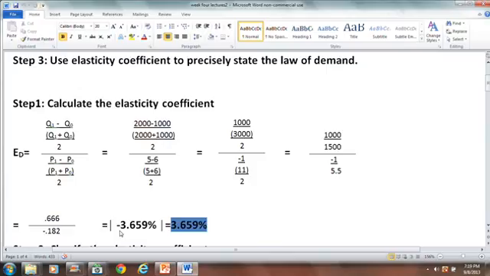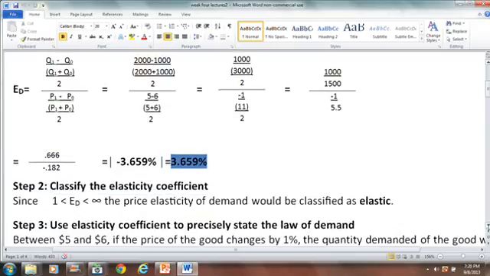So what I have to do is take the absolute value of the result to make the result non-negative, or positive. So I did that. I took the absolute value and I got a result of 3.659%. Now the elasticity coefficient's value, 3.659%, when I try to classify that into one of those 5 categories, in my step 2 I see that the value of the coefficient is less than infinity but greater than 1.